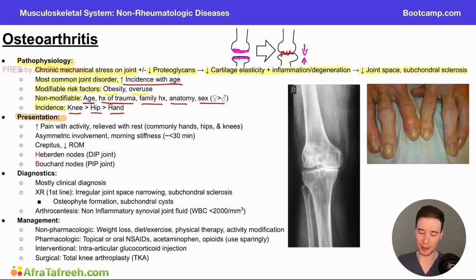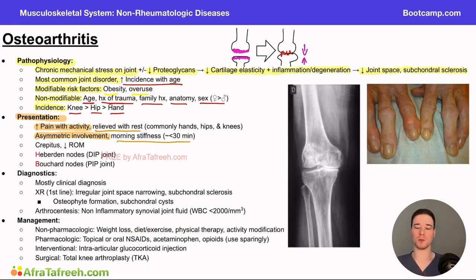So the key thing is that patients are going to present with an increased level of pain with activity that is relieved with rest. There's typically going to be asymmetric involvement, in that it can affect one joint but not the other. So it can affect one knee, not the other knee, one hip, not the other hip. And the morning stiffness is going to last typically less than 30 minutes.